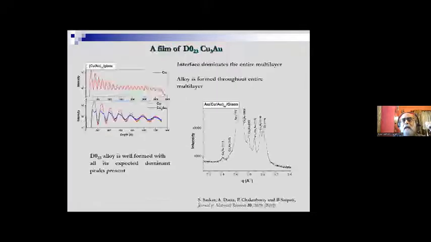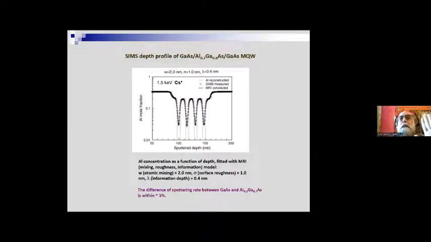And quickly I will go to this gallium arsenide, aluminum gallium arsenide, multiple quantum well structure. We are getting the aluminum concentration through the SIMS, and we are measuring the aluminum concentration as a function of depth. We can pinpoint absolutely correctly by the MCS process. As I mentioned to you, by using the MCS, we can absolutely quantify the quantum wells.